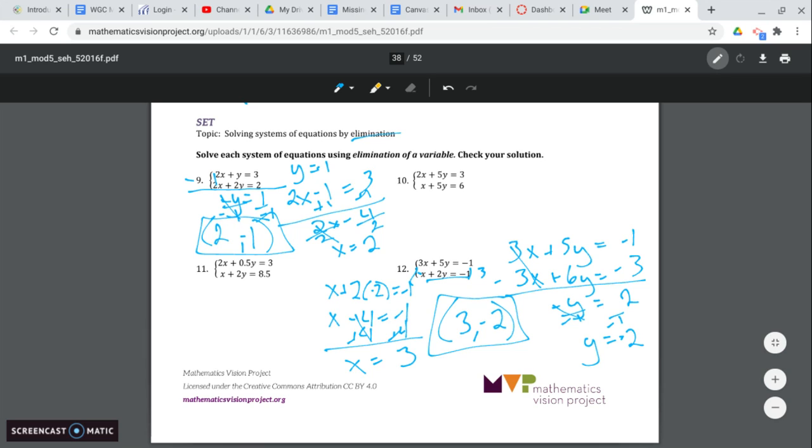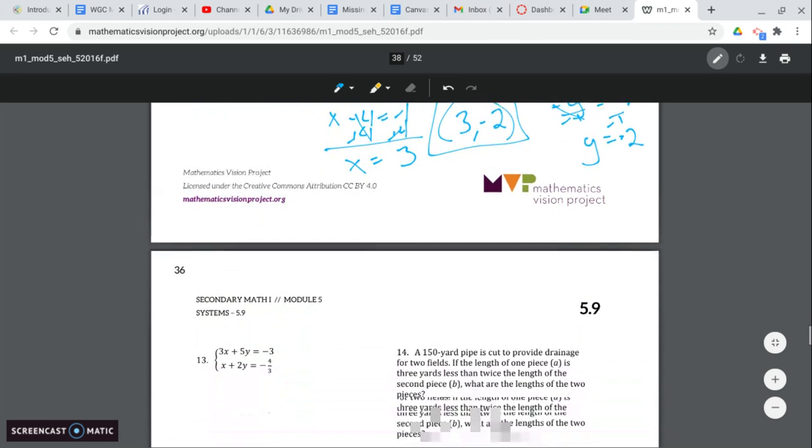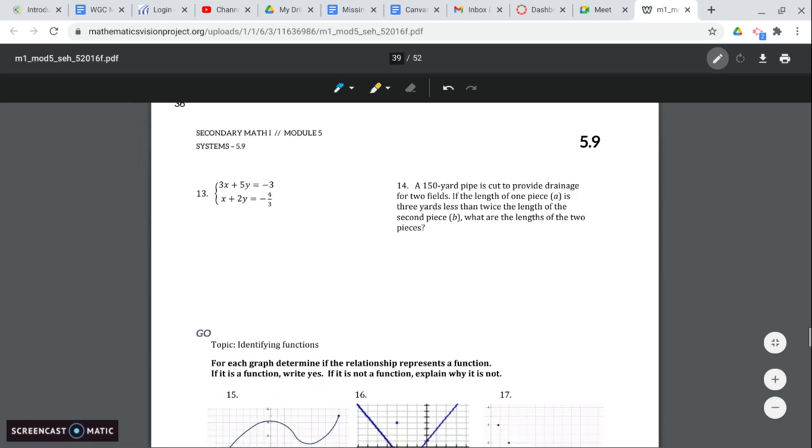Okay, so this is how we use elimination to solve these. Sometimes you may have to multiply both equations in order to be able to solve. Other times you may just have to multiply one. Other times it may work to just right off the bat subtract. So it just kind of depends on the problem.